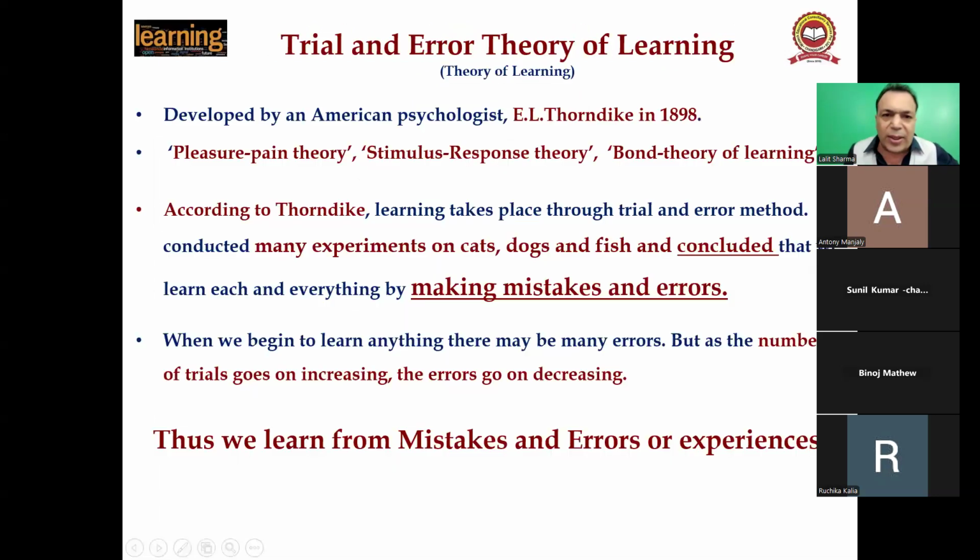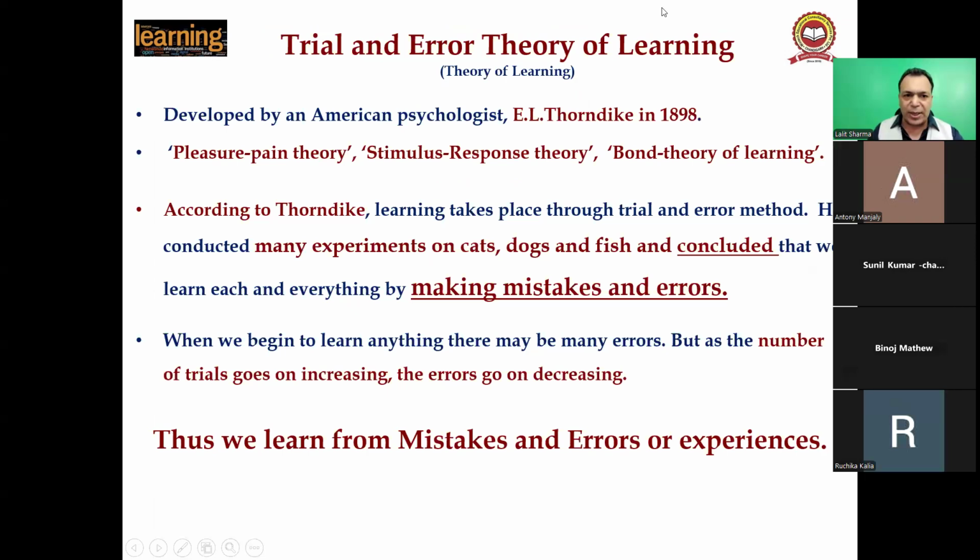So guys, the trial and error theory of learning, first of all, was given by the American psychologist E.L. Thorndike, Edward Lee Thorndike, in 1898. This theory is also called the pleasure and pain theory, pleasure pain theory, stimulus response theory, bond theory of learning. These are the names you have to remember.